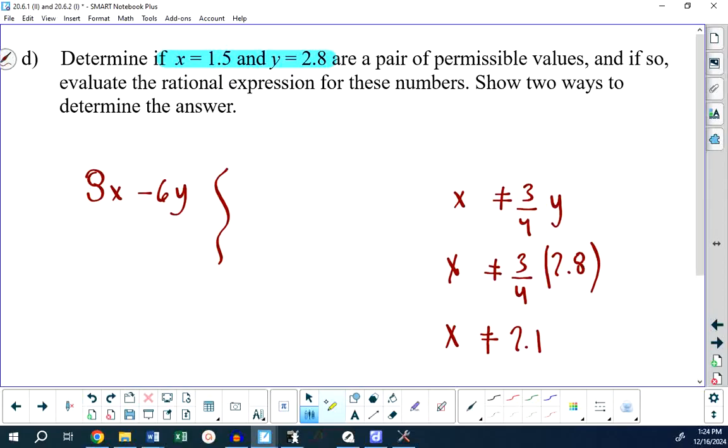You can go 8 times 1.5 minus 6 times 2.8. Negative 4.8. There's nothing in the realm of mathematics that says you can't divide by negative 4.8. Sure you can. So the denominator is going to be defined. So the denominator will not be 0, which means the whole thing is defined, and that's allowed. So any questions with that first part of the lesson?